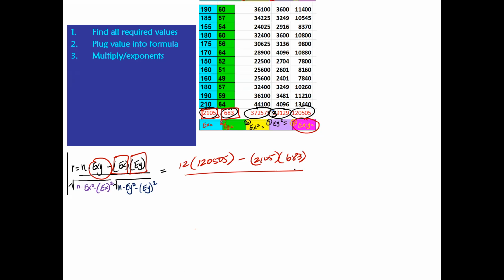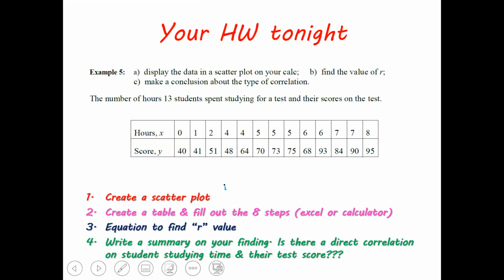Then we're going to divide it by, set it up so you have 2 square roots. Let's work out the first square root, which is n, that's 12, times ΣX squared. ΣX squared is going to be this number right here, and that is 372575.